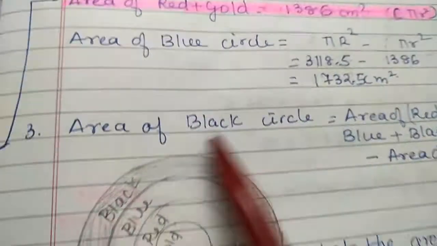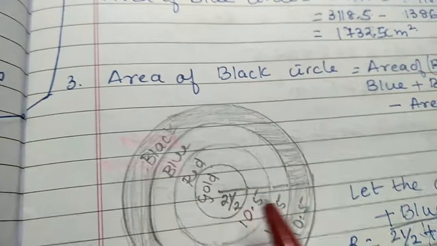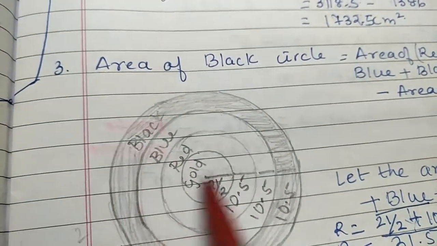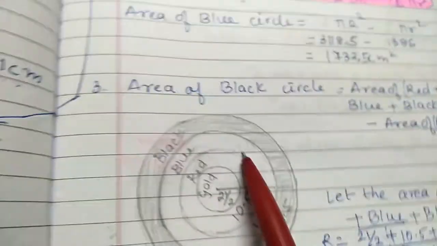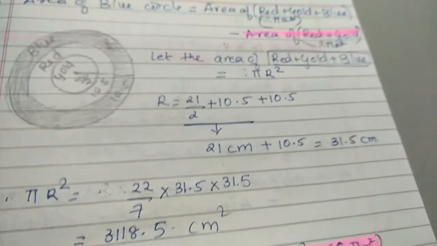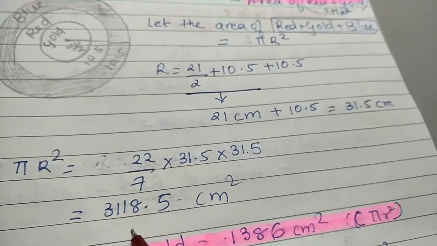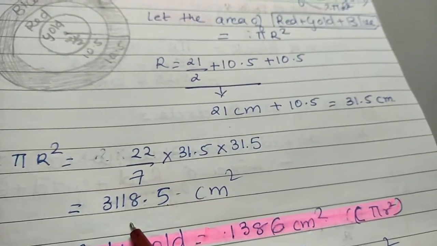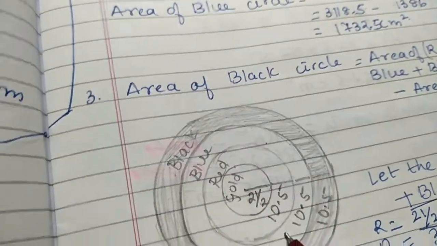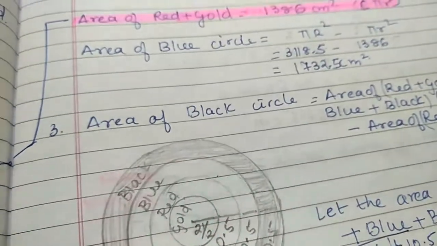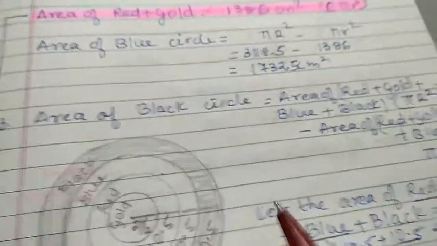Okay, now we go for the area of the black circle. Now for the area of the black circle we want only this much. For that we have to calculate the entire area minus gold, red and blue. Now gold, red and blue we have already calculated here. Can you see this? Gold, red and blue, how much it is? This much. Okay, so this much area we have already calculated. So we have to only calculate the complete one. So complete minus this white area will give you the black area.